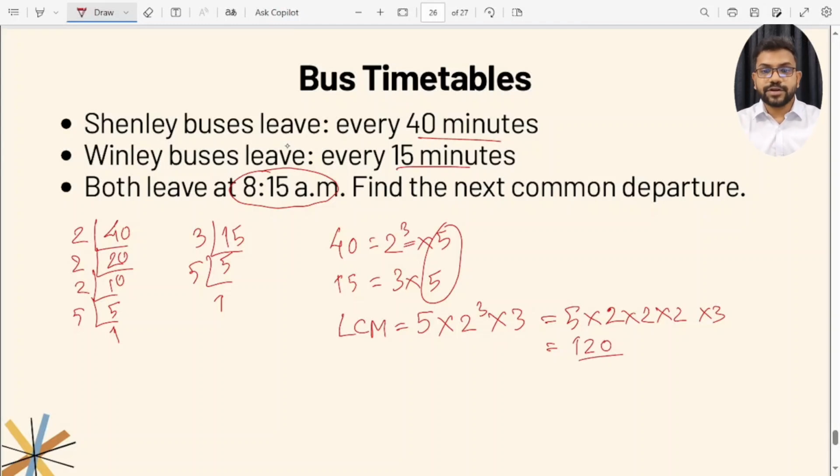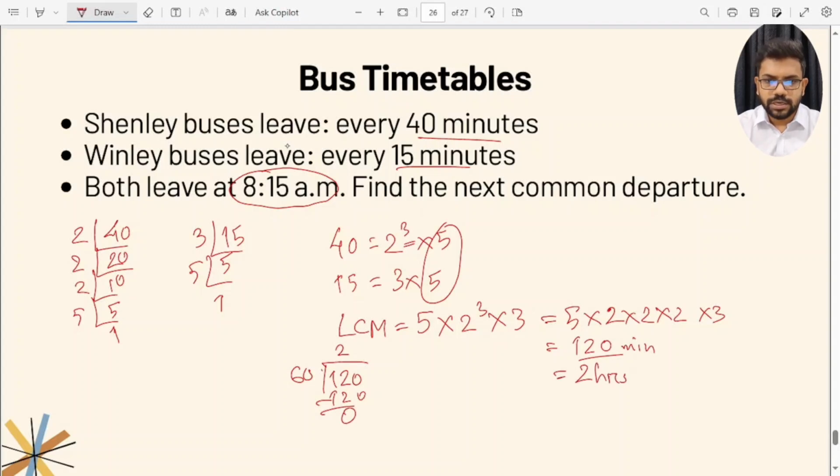Okay. To convert minutes into hours, smaller to bigger unit, we need to divide. 60 minutes in 1 hour, so divide by 60. 6 twos are 12, so 120 divided by 60 is 2, no remainder, so 2 hours. So 120 minutes is basically 2 hours. You should add this to 8:15 a.m. 8:15 a.m. plus this should give you 8 plus 2, 10. So 10:15 a.m.